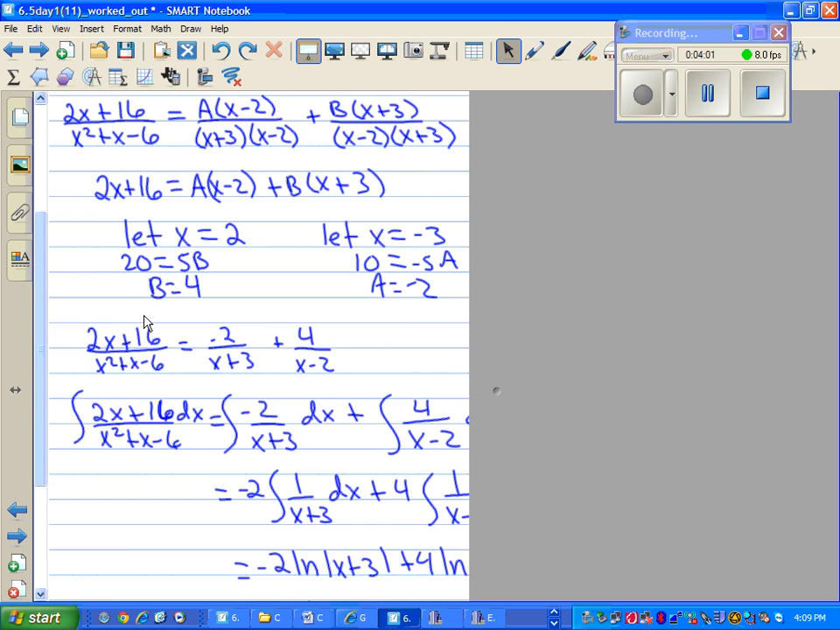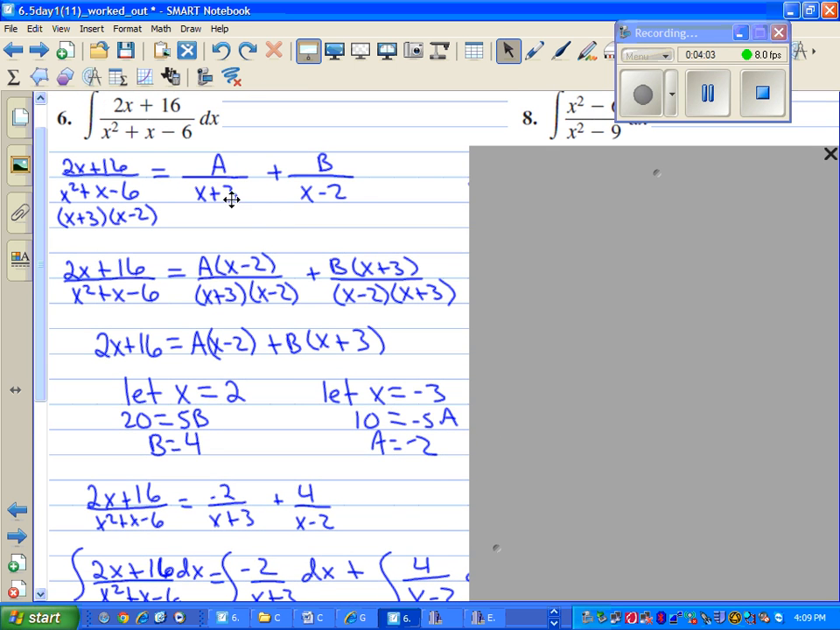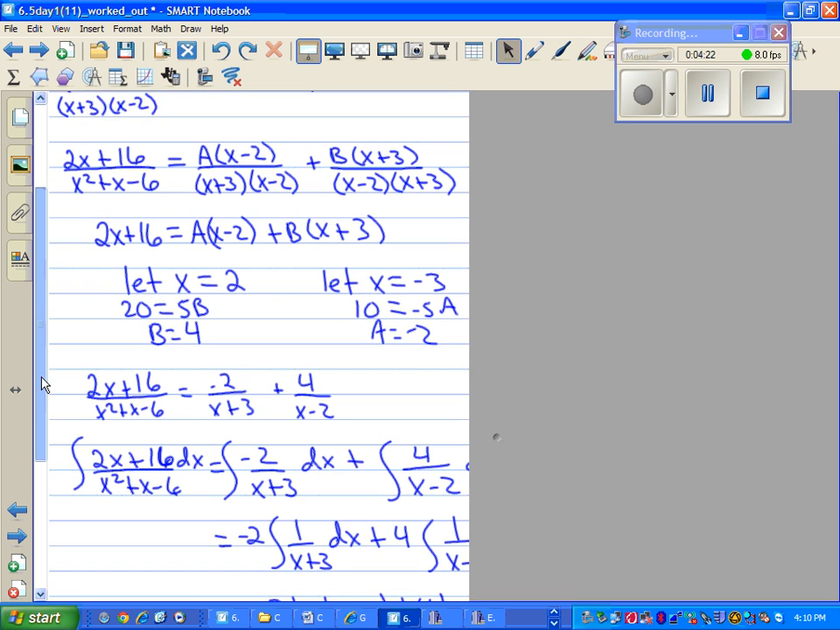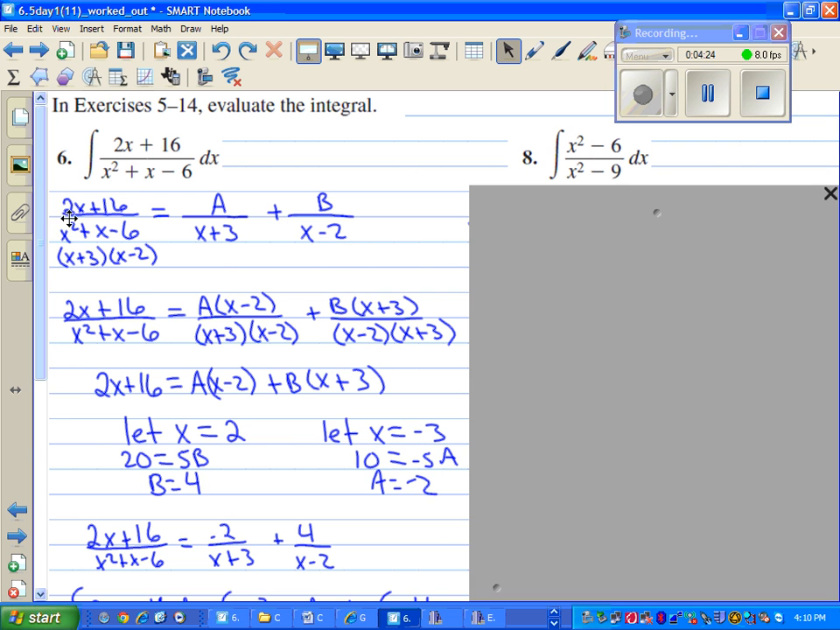If we put the A and B back into this spot right here, then we have negative 2 over x plus 3. Negative 2 goes in for this A. And the 4 goes in for the B. So we have 4 over x minus 2. So 2x plus 16 over x squared plus x minus 6 is the same as this right here. We eventually want to take the integral. That's what we're trying to accomplish, evaluate the integral.